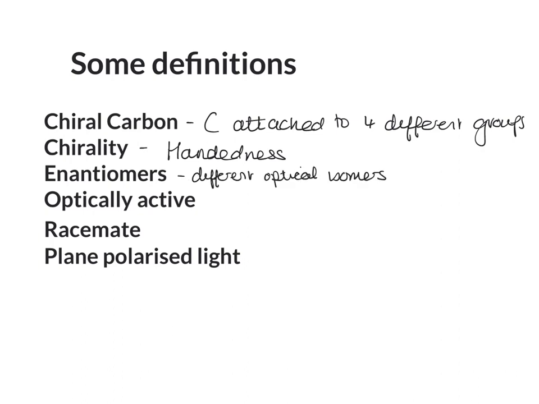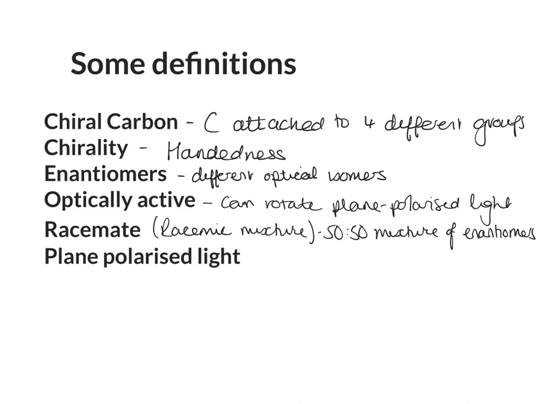Enantiomers is just the word that we use for optical isomers. So you would have two enantiomers for one compound or for one structural formula, and they're not the same molecule because they're non-superimposable mirror images. They are actually different. Optically active just means a compound that is able to rotate plane polarised light. And a racemate or a racemic mixture is a 50-50 mixture of enantiomers. And just remember that a racemate has no effect on plane polarised light.